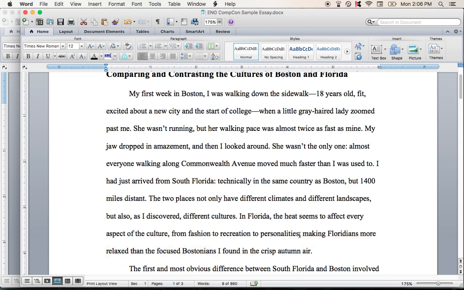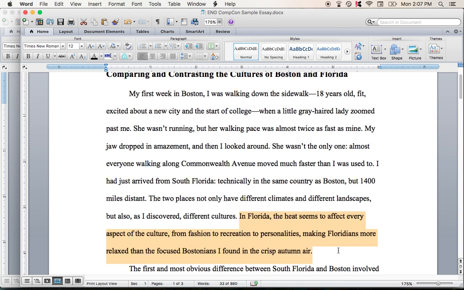And then you can see how I'm going to explain that difference by focusing on these three aspects of the culture: fashion, recreation, and personalities. So remember, the thesis statement is very important. It lets the reader know what your main idea is. But you don't need to start your writing process by writing it, because you may not be sure yet what you're going to find are the differences and what the differences and similarities are between the two things that you're comparing and contrasting. But we can see how the thesis statement fits with the body paragraphs, right?